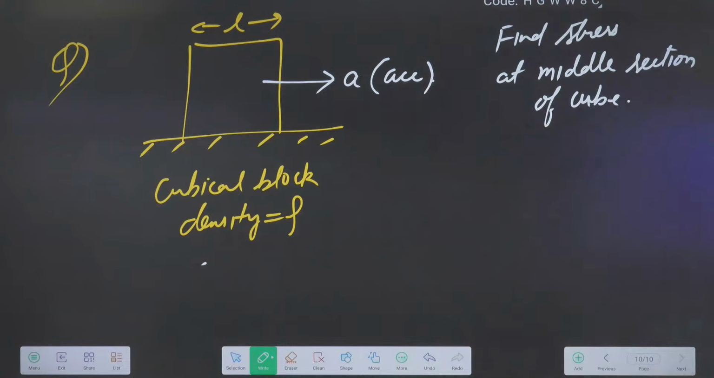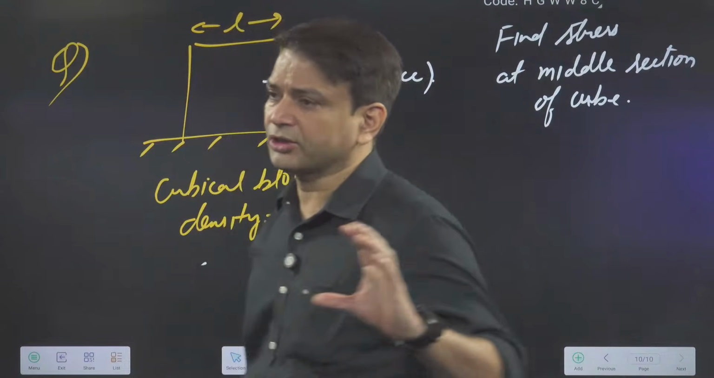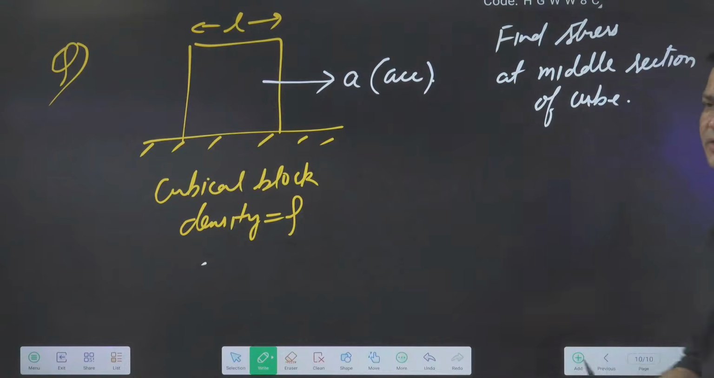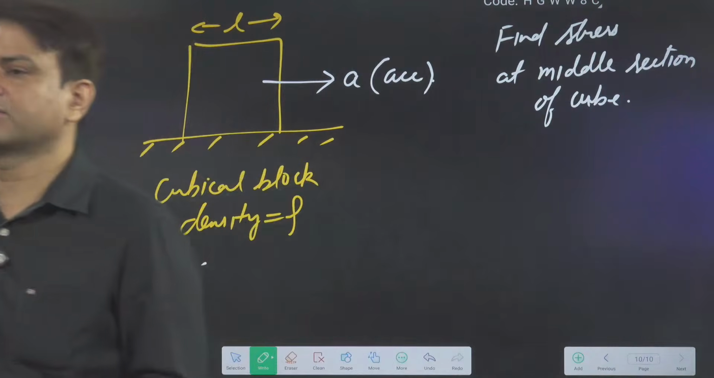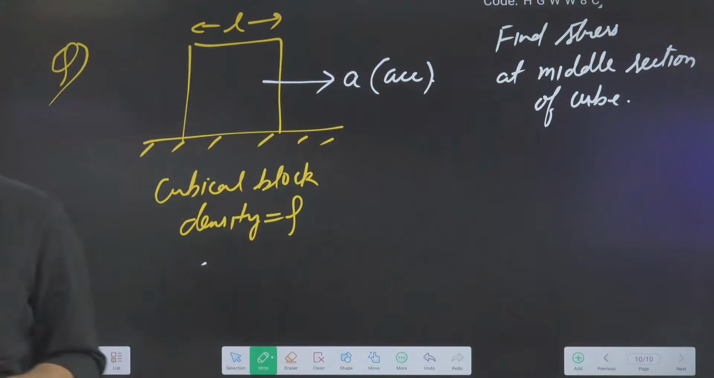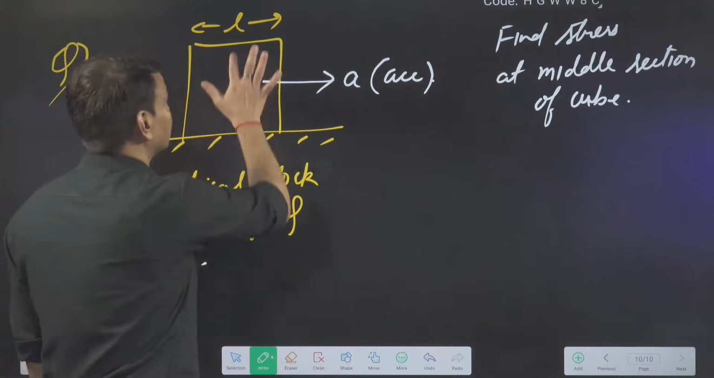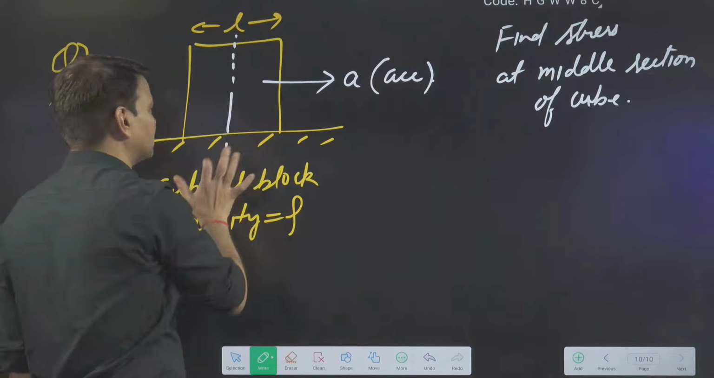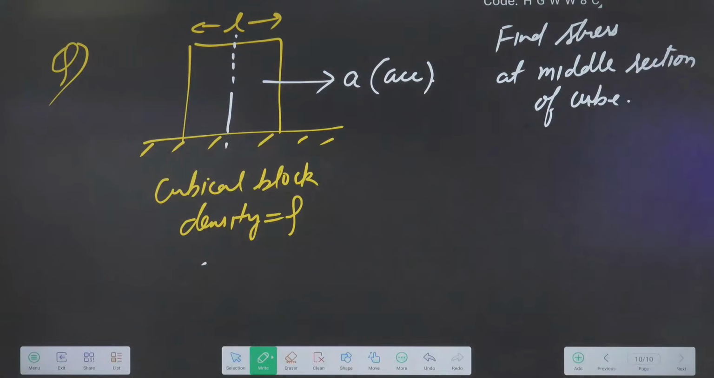So here I gave one cubical block, its density I gave as rho, and the length I gave as L. Now that cubical block is moving with an acceleration a. That is not our matter, how it got the acceleration a. So the cubical block is moving with an acceleration a. Now I am asking, what is the stress at the mid section of the cube? At the mid of the cube, what is the stress?